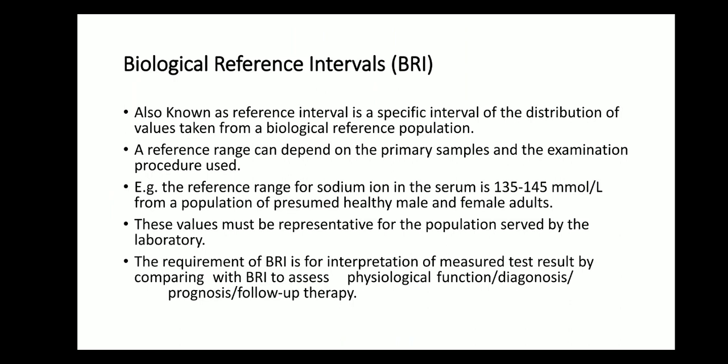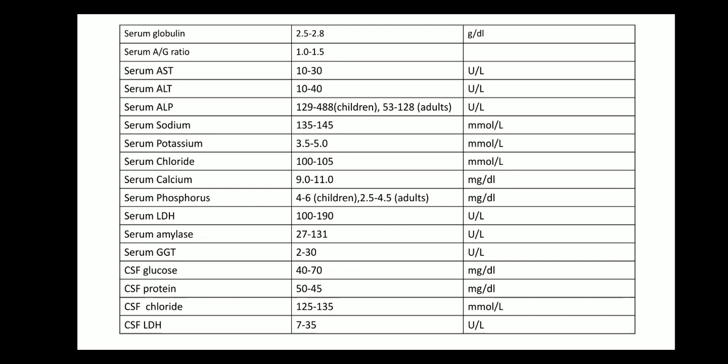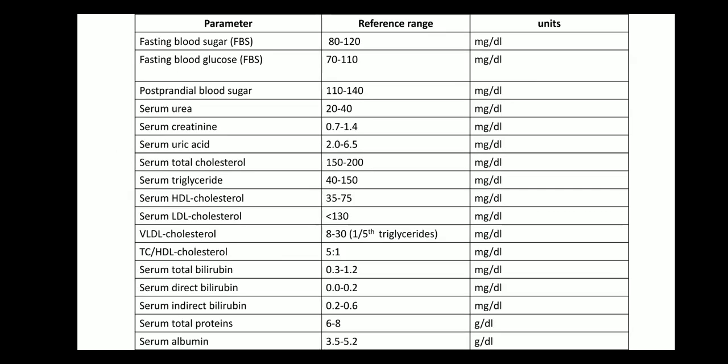The requirement for biological reference ranges is to interpret the measured test result by comparing it with the biological reference range, to assess the person's or the patient's physiological function, or to diagnose some disease, or in the prognosis, or in the follow-up therapy. In all these things, the biological reference range plays an important role. Here are a few reference ranges which you have to go through. This is there in your manual also. You have to go through all these reference ranges and remember them.